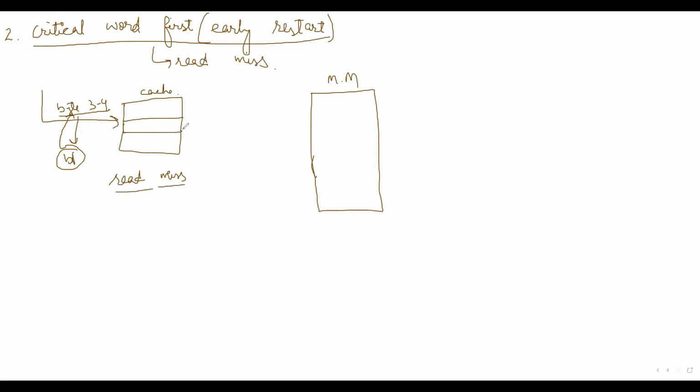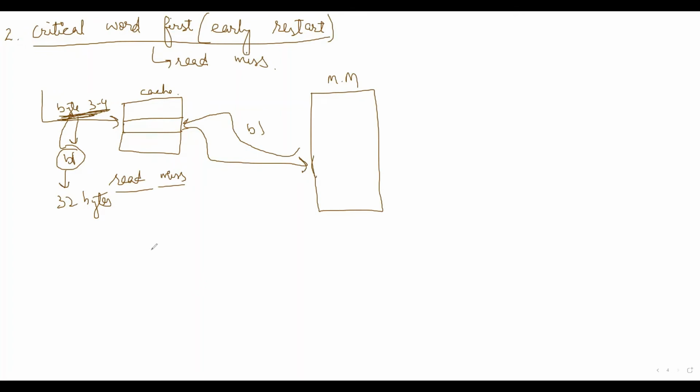What will happen? It will go to the main memory, it will get this block, place this block B1 here, and then use these 2 bytes. So let's say block 1 is 32 bytes. So it has to get 32 bytes, then it can use these 2 bytes. Okay. So this is a general approach.